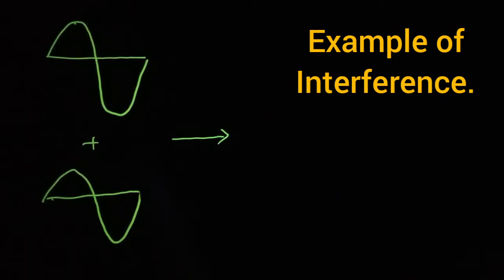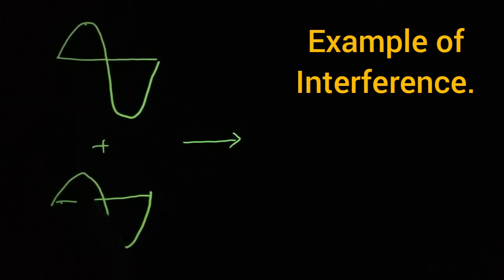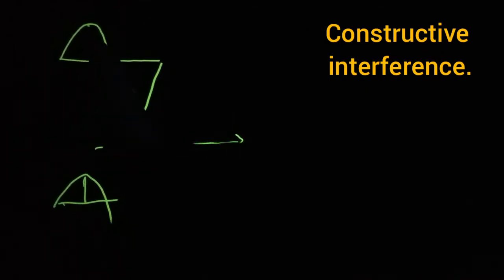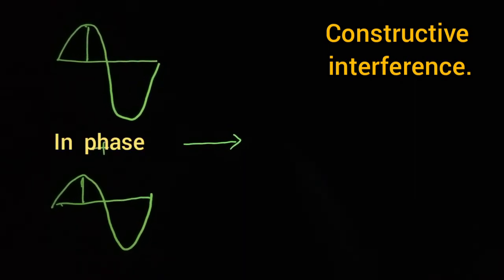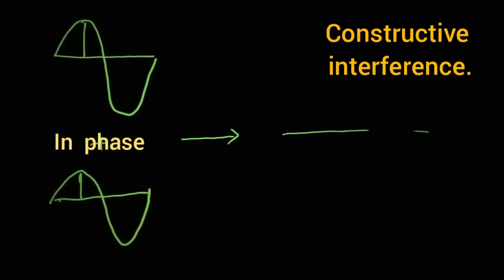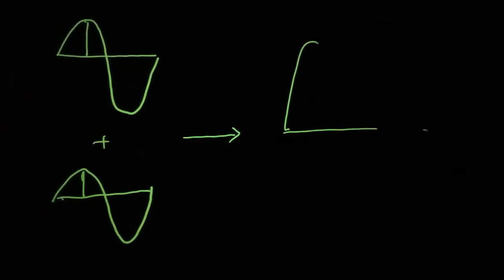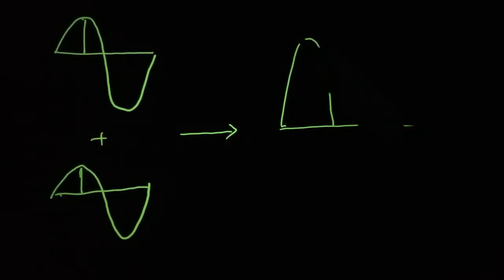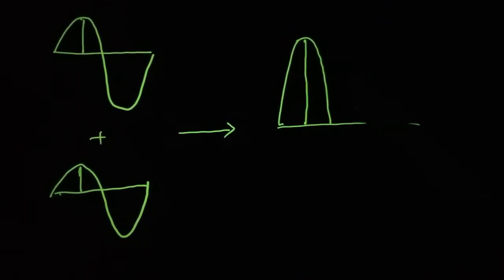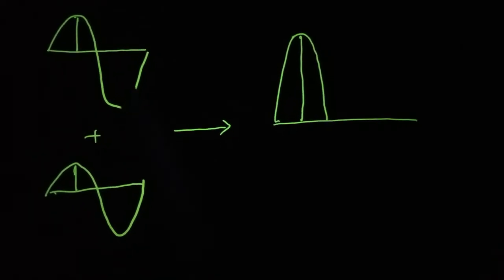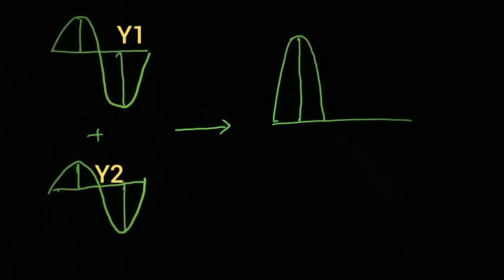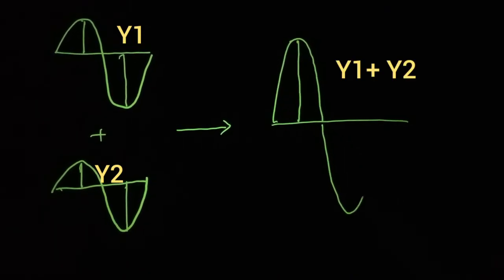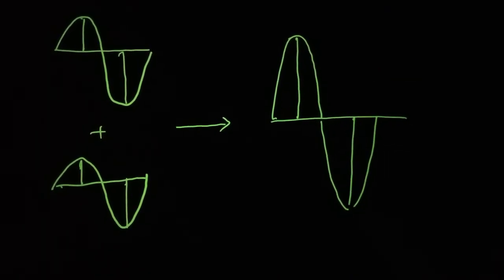You see here interference occurs. This interference is known as constructive interference. These two waves are in phase, they have same wavelength and frequency. You can say they have same time period. During interference, the net displacement becomes more, or you can say reinforced.